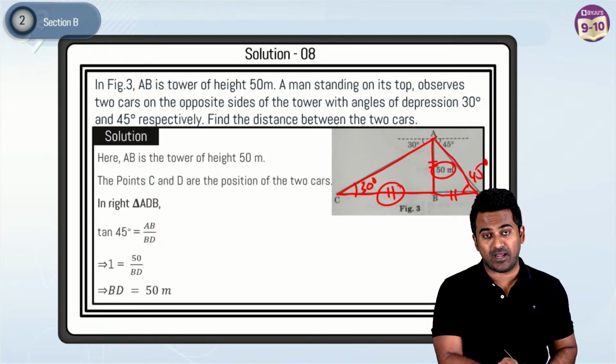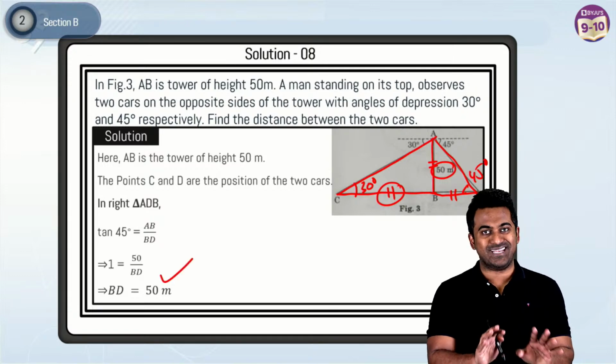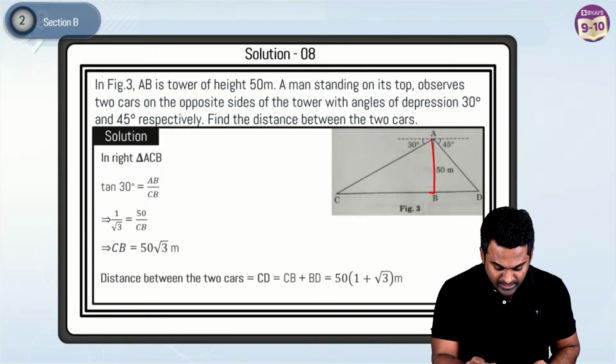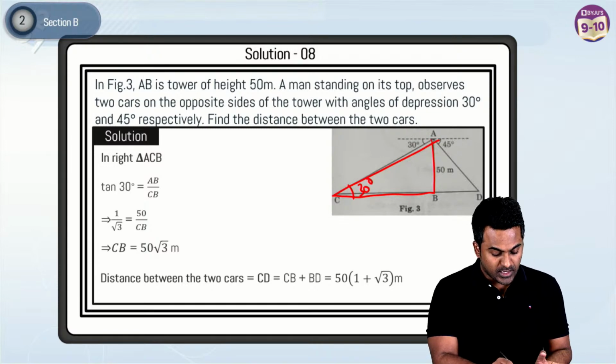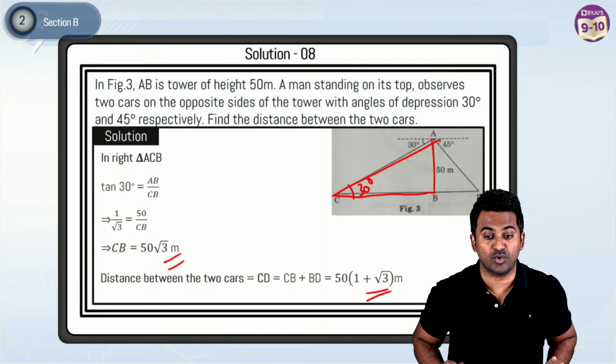It is going to be tan. So that's the reason why you take tan 45, which is equal to AB divided by BD, and this way you get BD as 50 meters. And then you move on to the next part, where you look at this triangle, where this angle will be 30 degrees. Tan 30, 1 by root 3, is equal to, again, opposite divided by adjacent, and you get CB. Add both of these and you have the distance between the two cars.